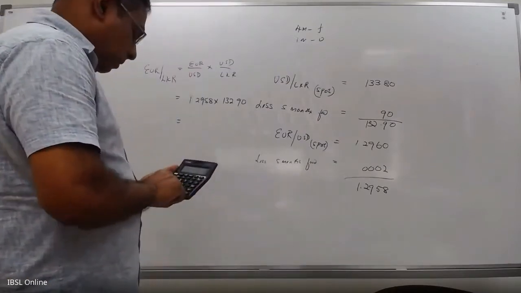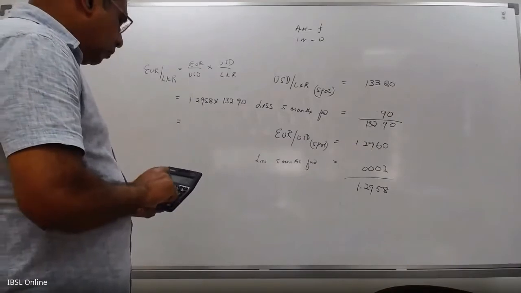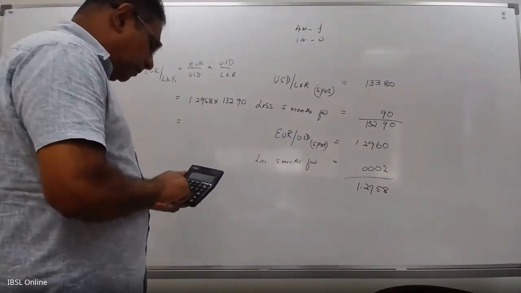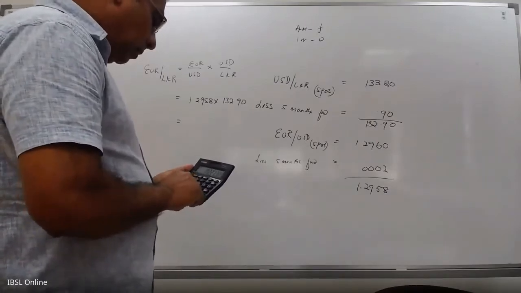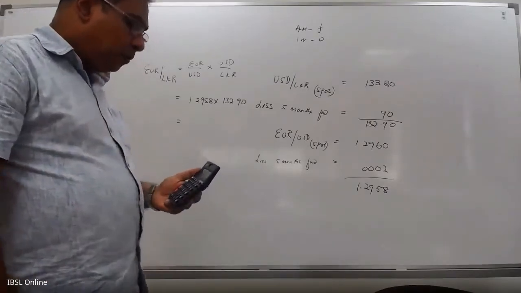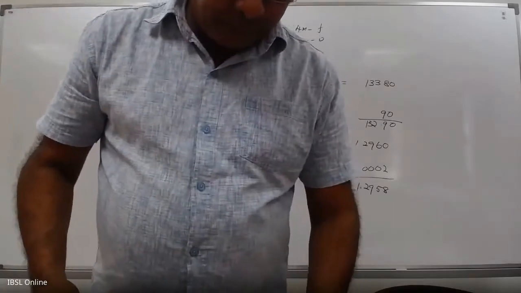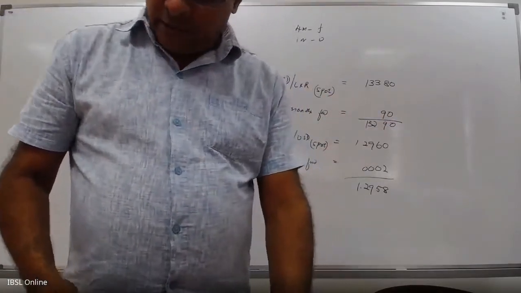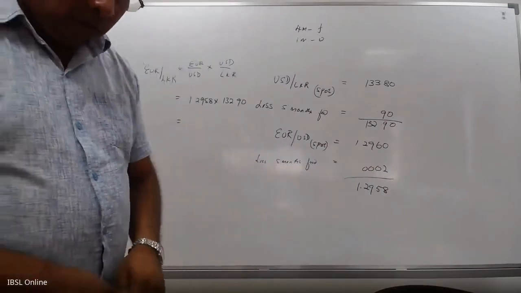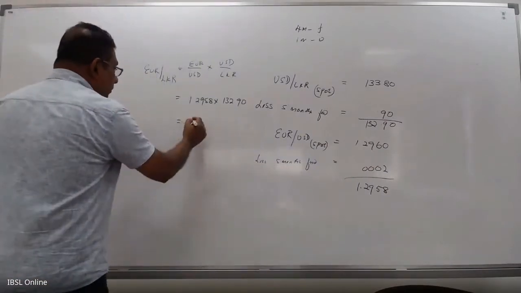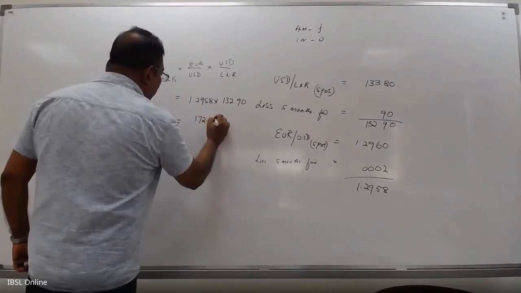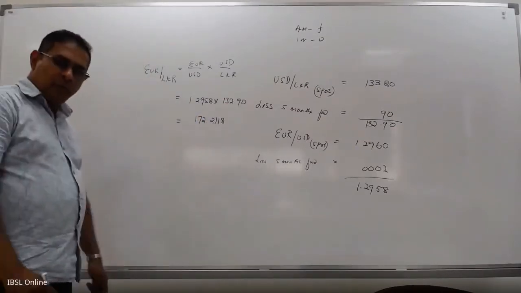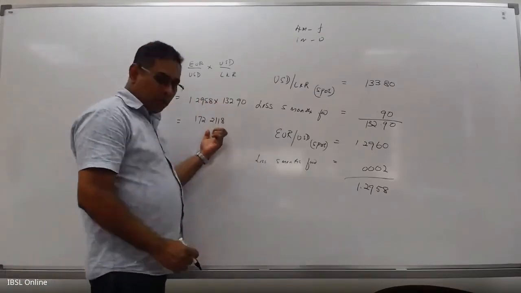1.2958 into 132.90. I'm getting 172.2118. What is the answer that I have given? The answer is supposed to be 172.2118.